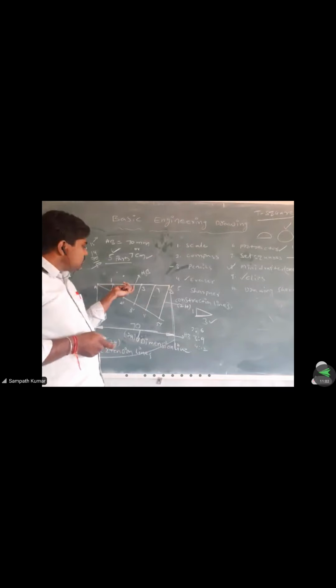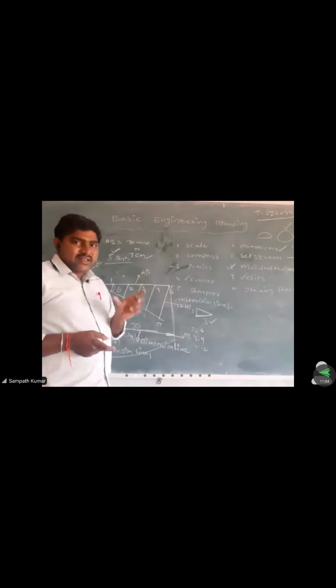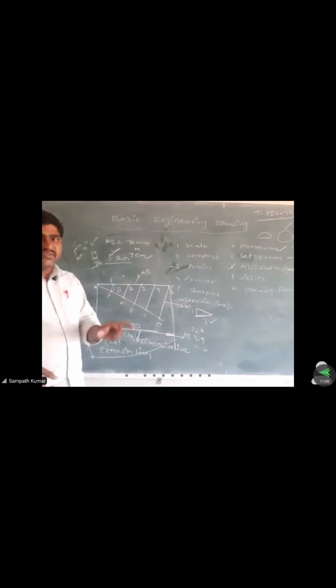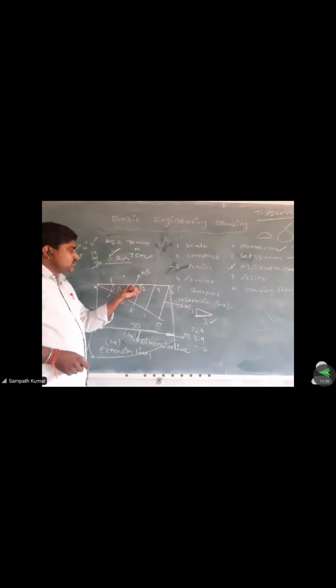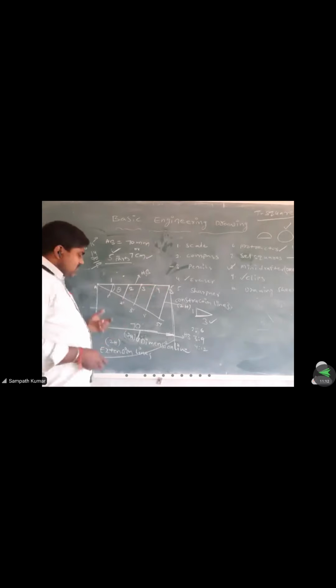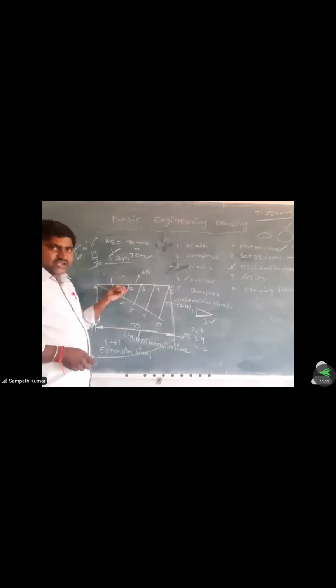That is A1, 1-2, 2-3, 3-4, 4-5. Line AB will be divided into 5 equal divisions. A1, 1-2, 2-3, 3-4, 4-5. Here A1 is equal to 1-2. That will be correct. A1 is not equal to A1 dash.